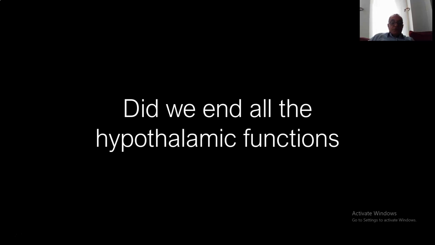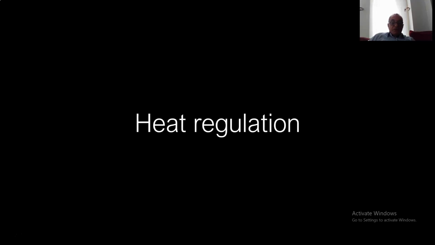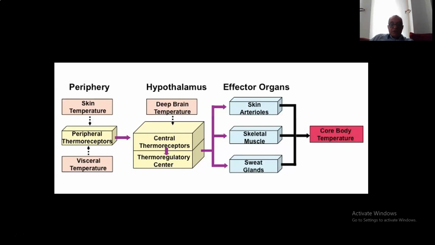Did we end all the hypothalamic functions? No, actually we forgot to talk about heat regulation. How can we regulate heat through the hypothalamus? Temperature information comes from the peripheral thermoreceptors on the skin and visceral receptors, and from the deep brain temperature, since there are thermoreceptors on the surface of the hypothalamus. The hypothalamus reacts through the autonomic nervous system, acting on the skin arterioles, the skeletal muscles, and the sweat glands.